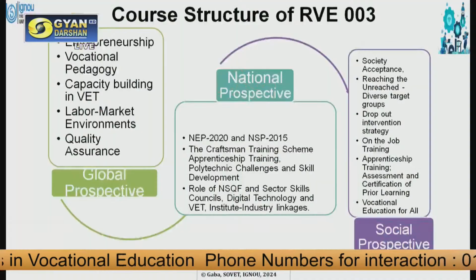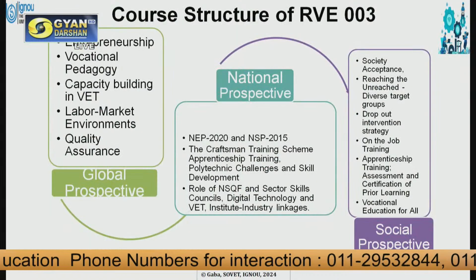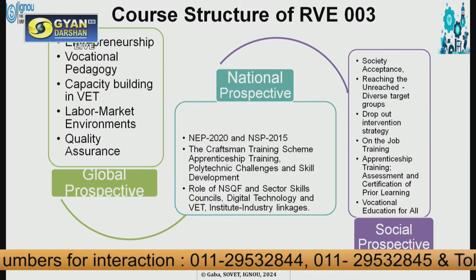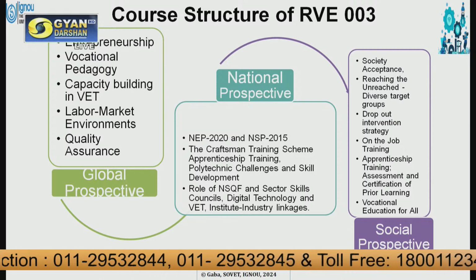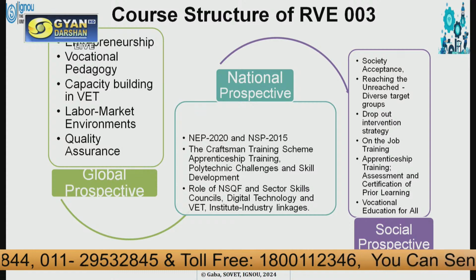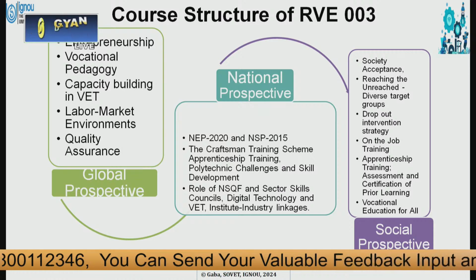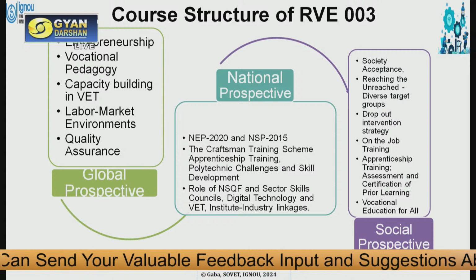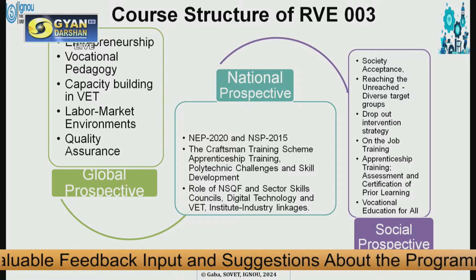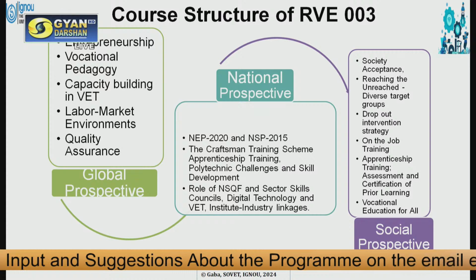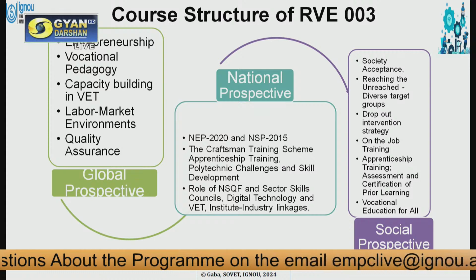Now coming on to the national perspective. Here we have talked about the NEP 2020 policy as well as the NSP 2015, the planning, monitoring, management, and vocational education and training. Then we have also discussed the craftsman training scheme, the apprenticeship training scheme, the polytechnic challenges, skill development schemes, and assessment and evaluation of VET in India. Then we have also talked about the role of the National Skills Qualification Framework and the different sector skills councils, digital technology and VET, institute-industry linkages and so on and so forth.